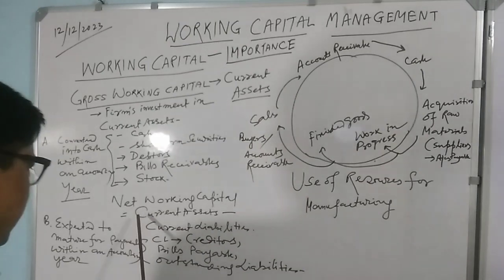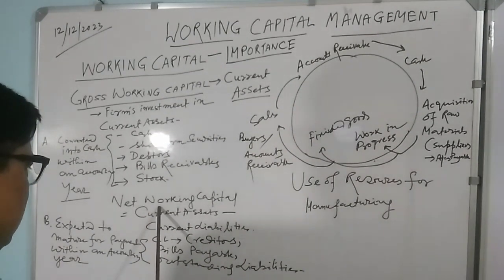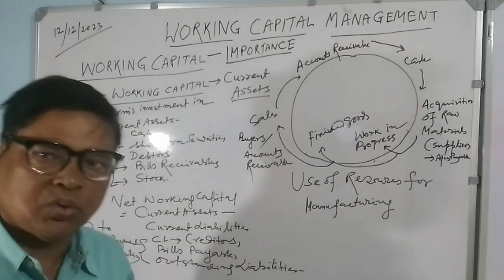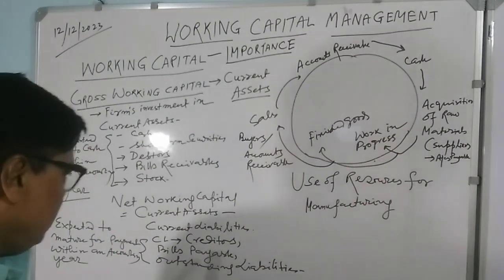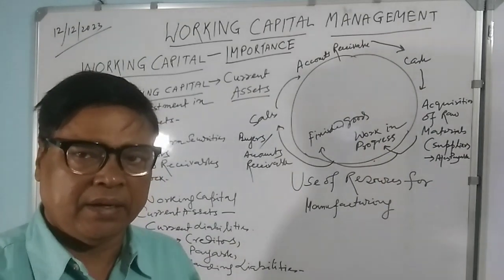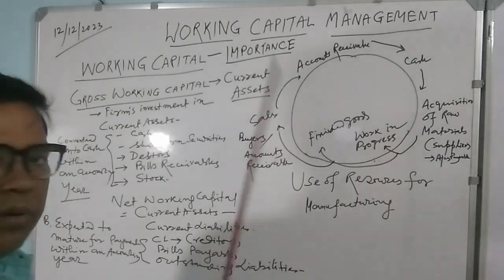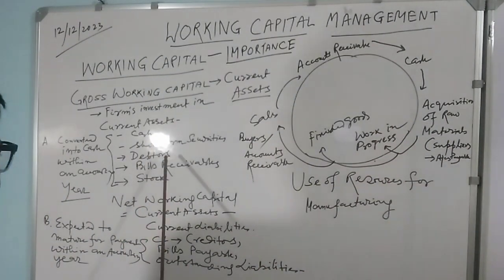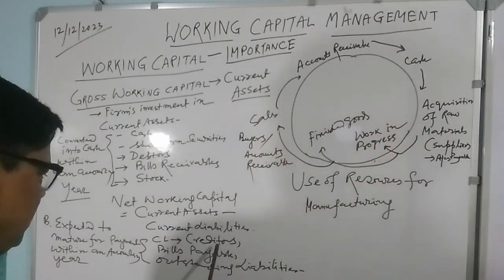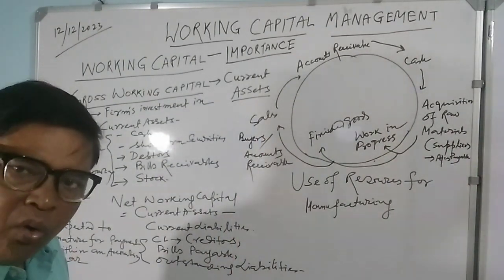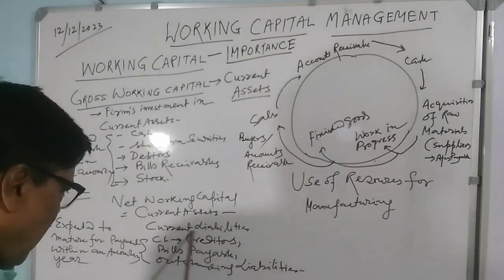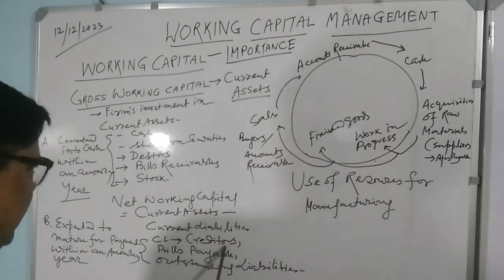Now we will go to net working capital. Net working capital means current assets minus current liabilities. So current liability is also a source of working capital. Why? Your short-term assets, whatever is being created, will be funded from your current liabilities. How? Suppose when you are allowing a credit period to your debtors, at the same time you are enjoying the credit period offered by your creditors. That means some portions of your debtors are being funded by your creditors. Take an example.